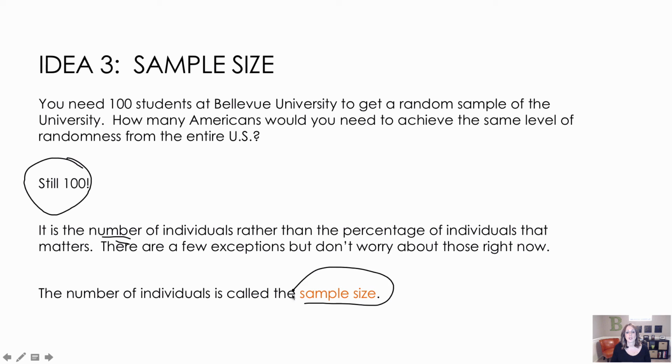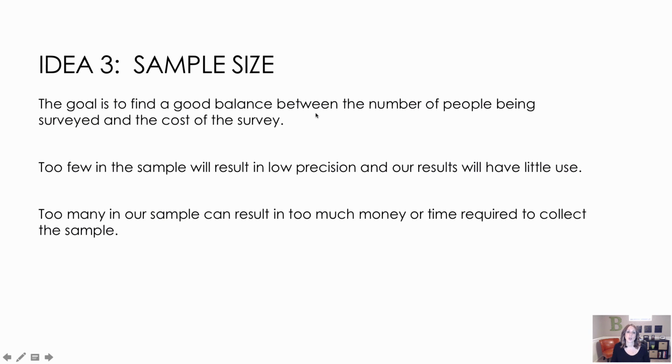The number that we choose to represent is called the sample size, and typically we use a lowercase n to represent our sample size. So in this case, n would be the 100 students. In sample size, the goal, of course, is to find a balance between the number of people being surveyed and the cost of the survey. Obviously, the more the merrier if we're actually going to survey, but that takes time to track down all of those people. That takes money to pay people to survey them, etc.